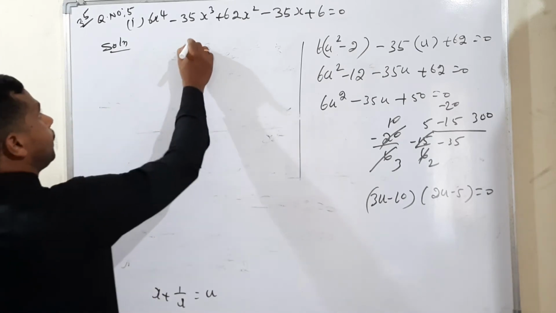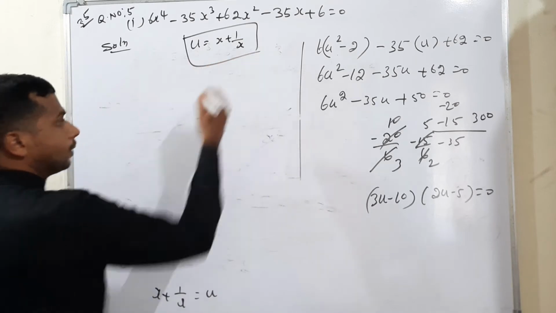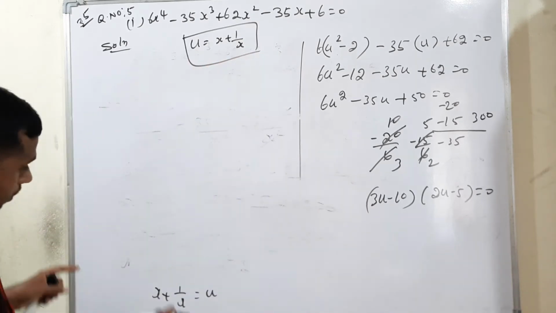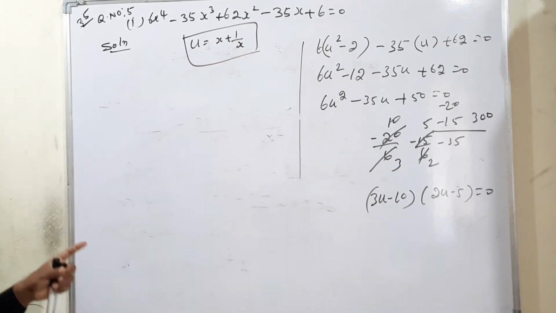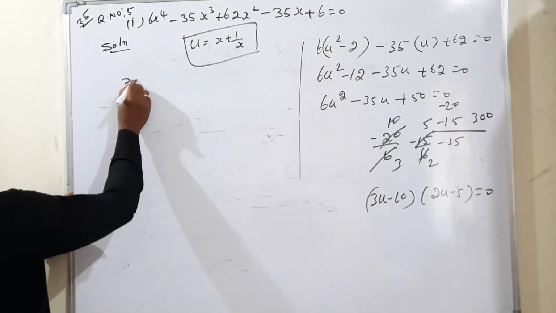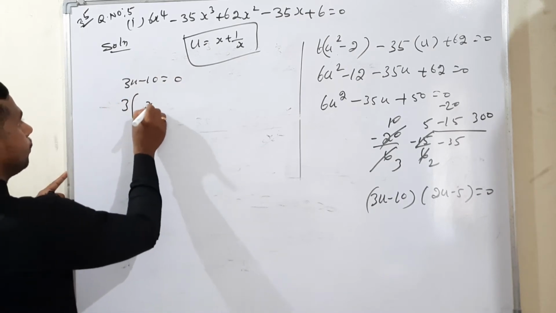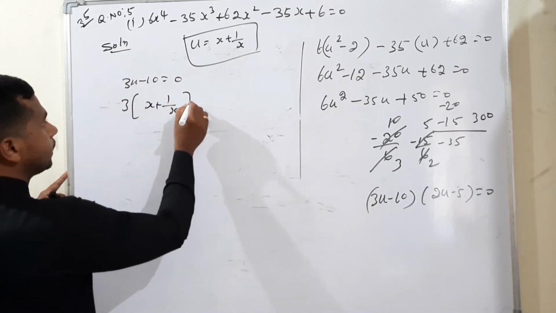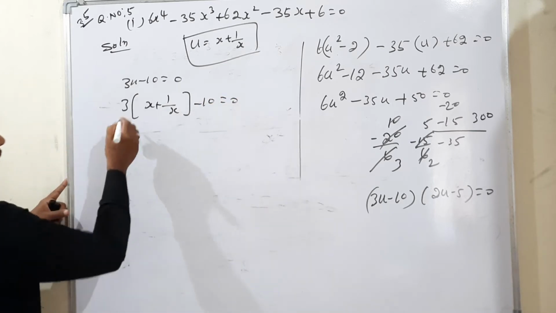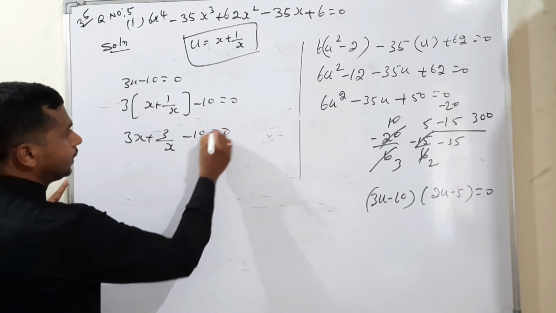So yeah, what is the meaning? u is equal to x plus 1 by x. First one, 3u minus 10 is equal to 0. So 3 into x plus 1 by x minus 10 is equal to 0. So remove the bracket, means 3x plus 3 by x minus 10 is equal to 0.